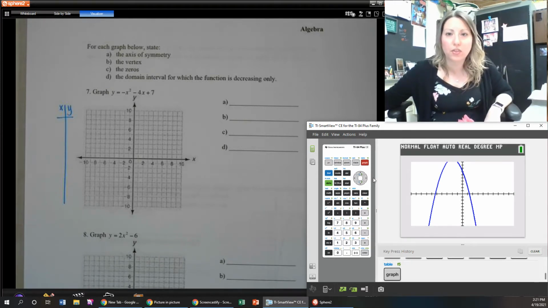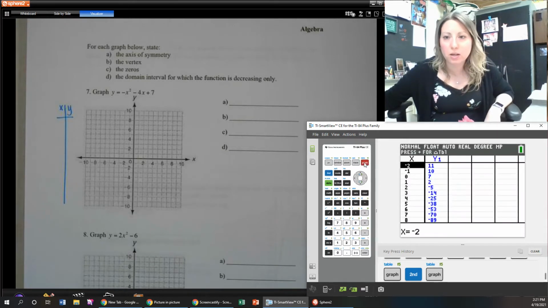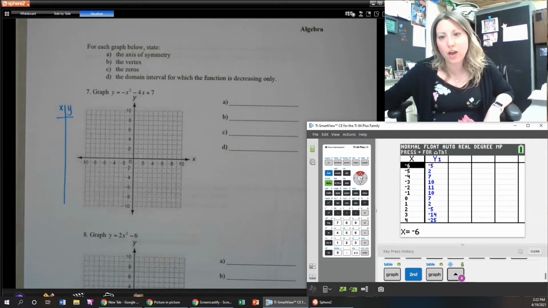So we'll look at that in a second. So let's see. Second and graph gets us our table of points. And so we know we need it to be kind of in the negatives for our points. Oh, yep. Look at that. That axis of symmetry is x equals -2.